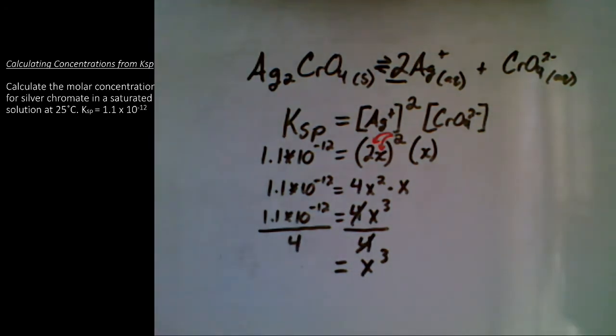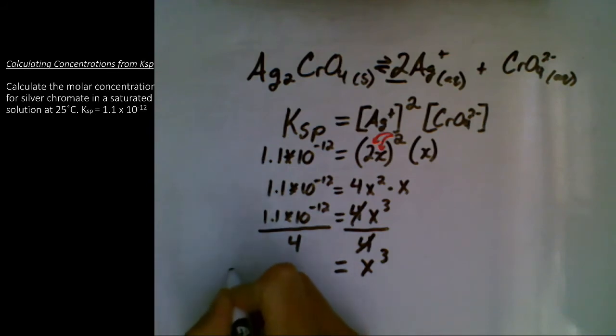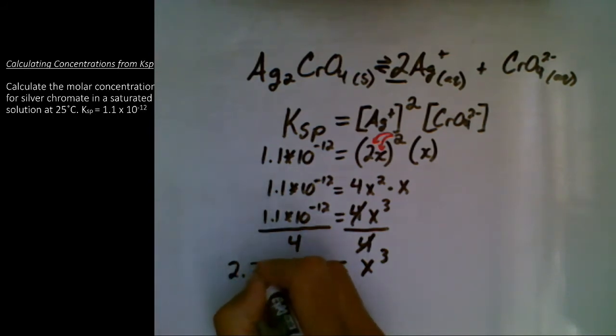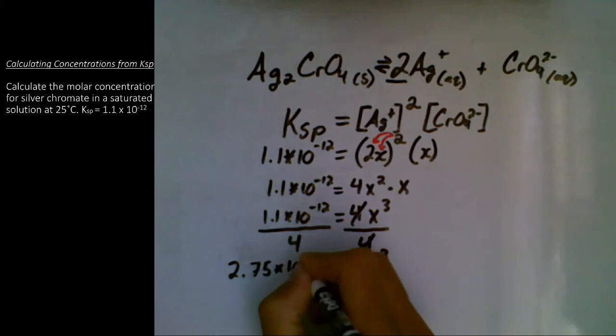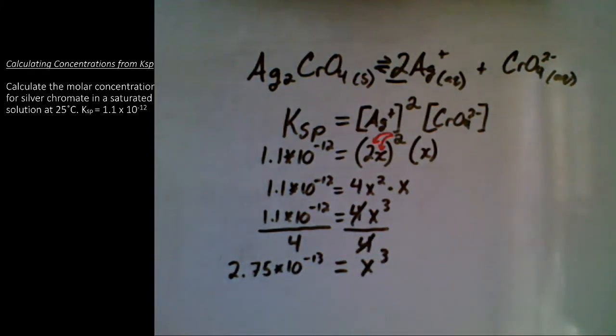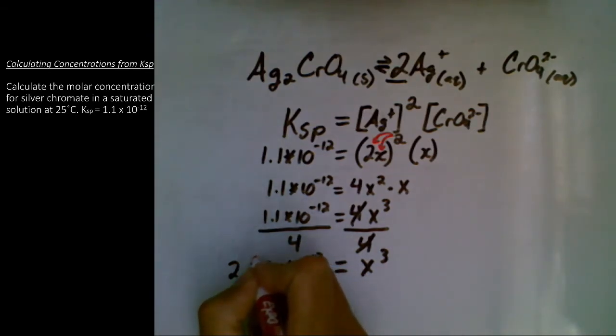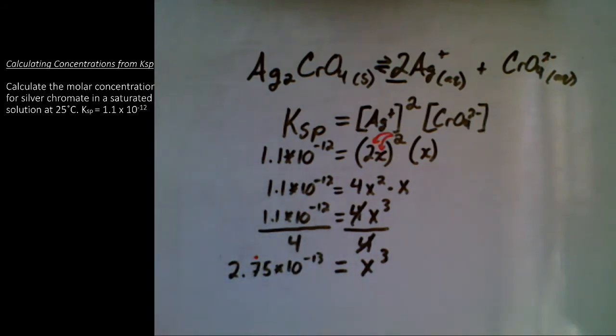1.1 times 10 to the minus 12, we're going to divide that by 4. What that's going to give me is 2.75 times 10 to the minus 13. And I'm going to show you a little trick if you're using significant figures. Sometimes I like to just track that last significant figure with a little dot. That doesn't mean I'm going to round it off partway through my calculation, but that way I know, okay, this is my last significant digit because I had 2 here.